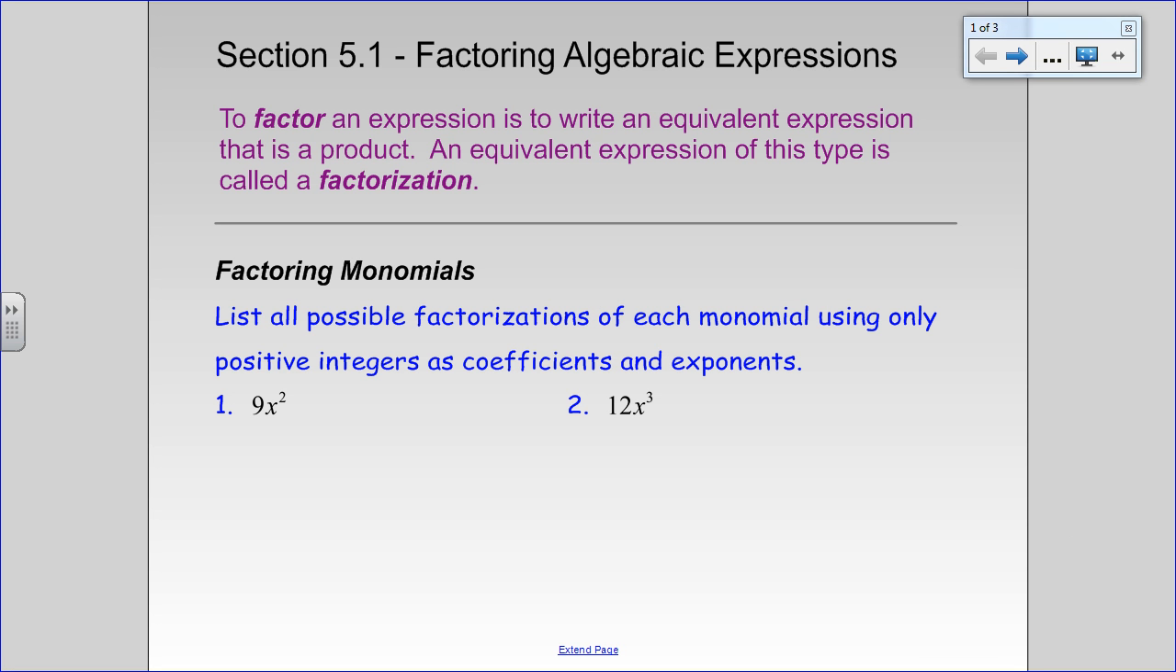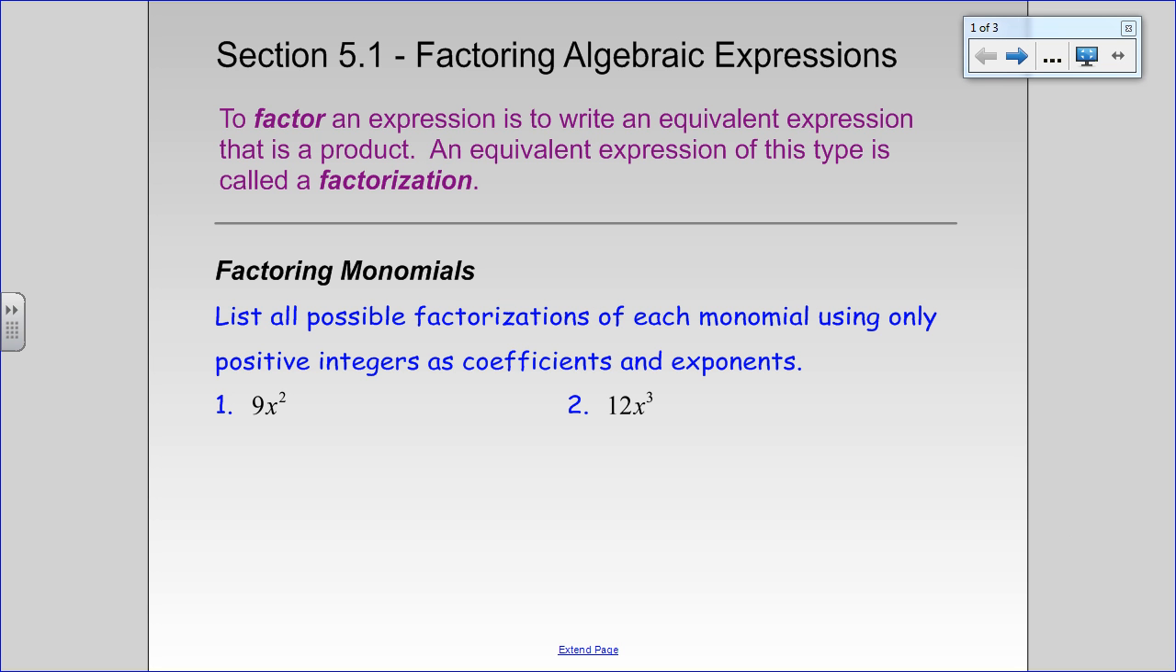Section 5.1 of your textbook introduces the topic of factoring algebraic expressions. To factor an expression means to write an equivalent expression that is a product. An equivalent expression of this type is called a factorization. Throughout Chapter 5, we'll discuss various methods for factoring polynomials. Let's begin by factoring some monomials.